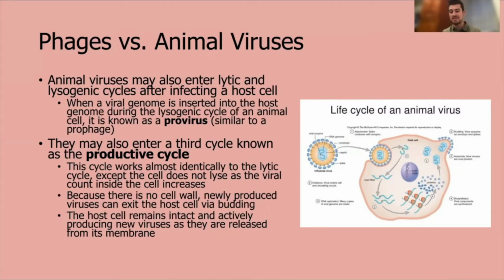So it stays intact. It doesn't lyse like a bacteria would at the end of a lytic cycle. And that's pretty advantageous because the host cell remains intact and is actively producing new viruses as they are released. So remember, with the lytic cycle, once you have 100 or so bacteriophages, that cell is going to burst and it's not going to be able to produce anything else. But with this productive cycle, and we call it productive because it is productive compared to the lytic cycle, we can just keep on using this animal cell for as long as we possibly can without lysing it.